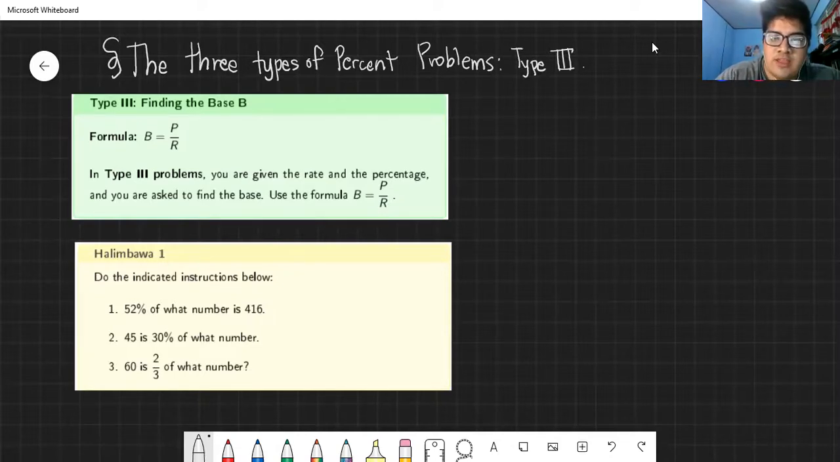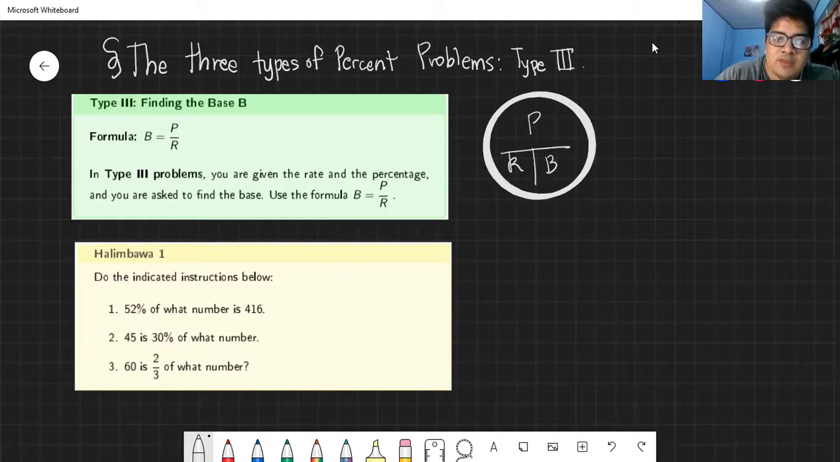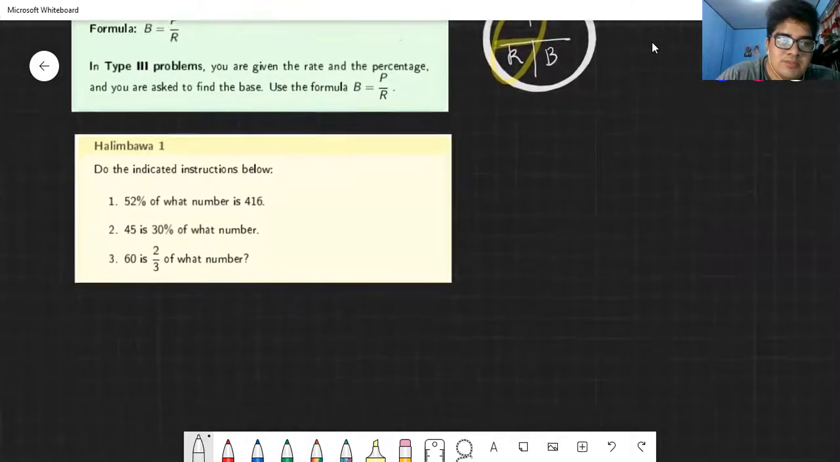If you don't know how I got this, this is the circle and we have P, R, and B. To get B, it's P over R. This line indicates that this is a fraction, P over R. Now, in type 3 problems, you are given the rate and the percentage, your R and P, and you are asked to find the base. And basically, we just use the formula B is equal to P over R. Now, let's apply this to problems.